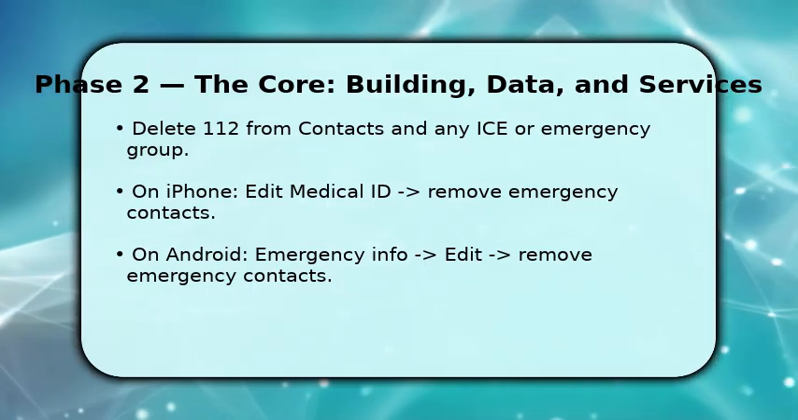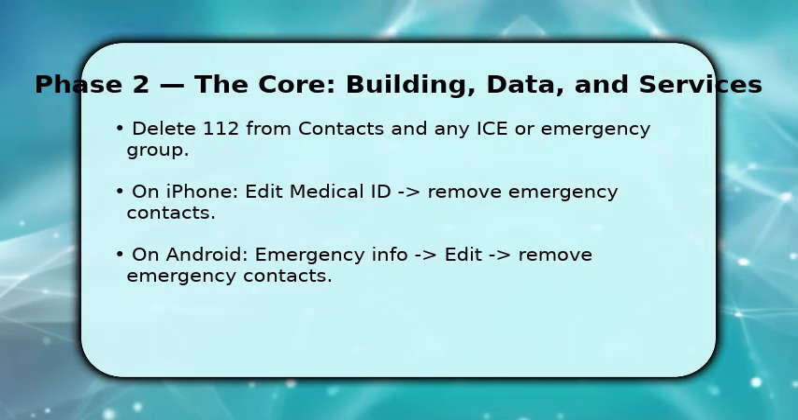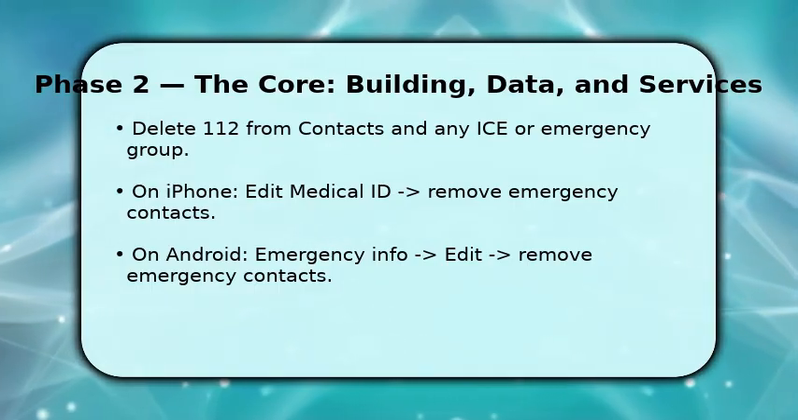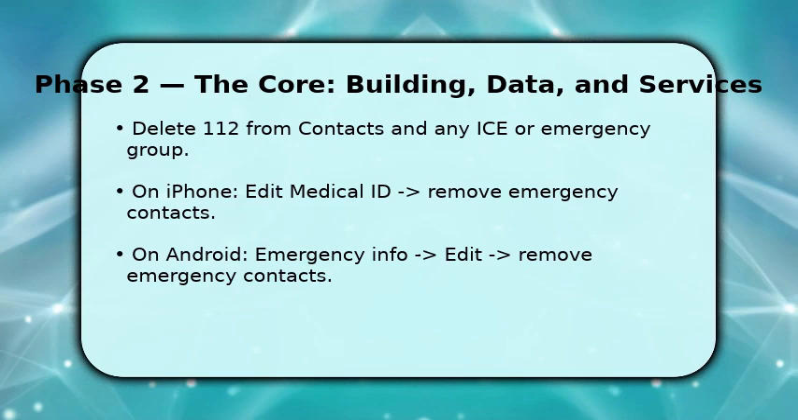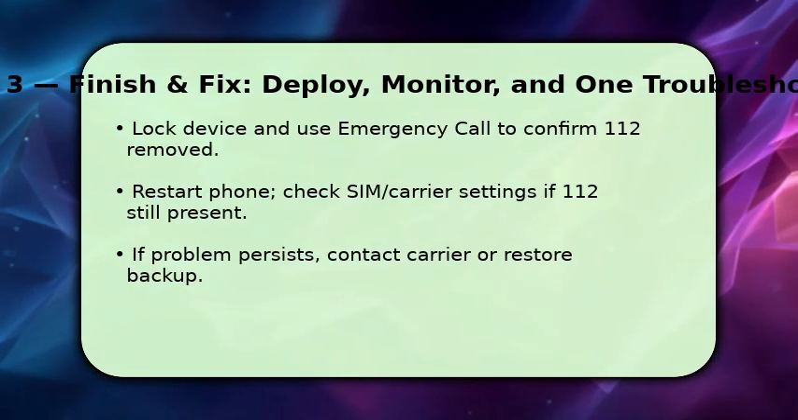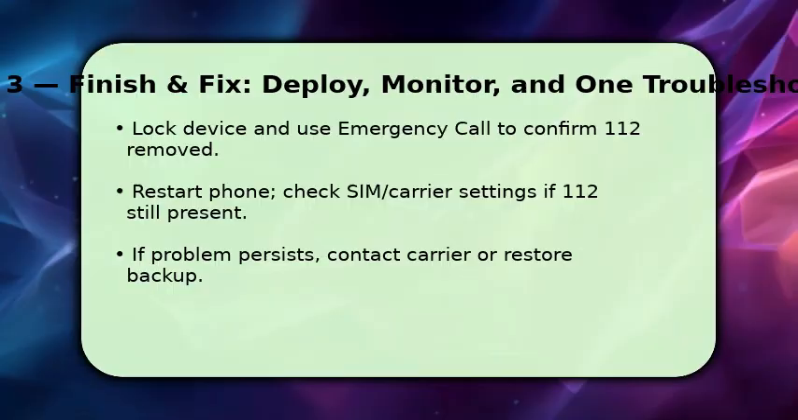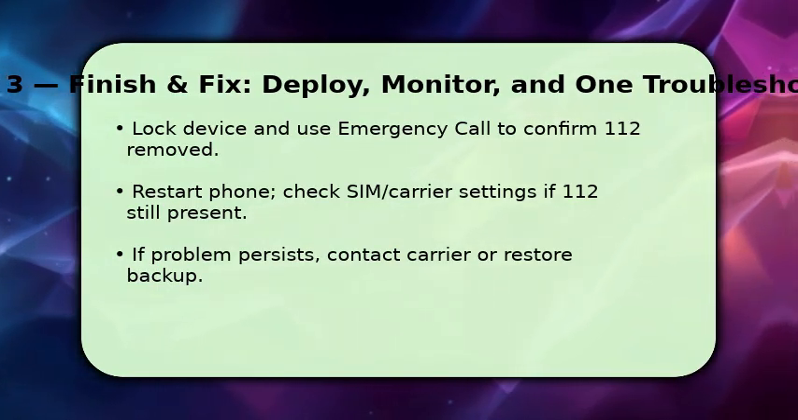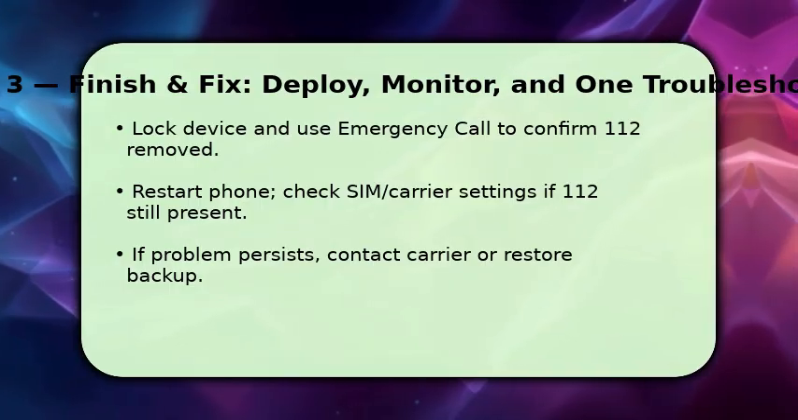Make sure to check both the Contacts app and any dedicated emergency or ICE group. Removing all instances prevents fallback dialing from different system components. Finish by verifying. Lock the phone and open the emergency call screen to confirm 112 no longer appears. Once done, restart the device to clear caches and recheck.